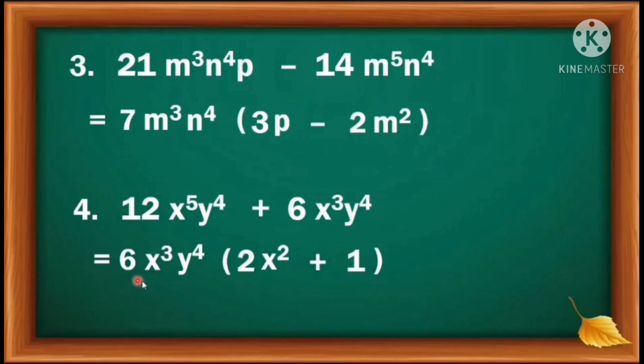And this is going to be the factor of 12x raised to 5, y raised to 4, plus 6x cubed, y raised to 4.